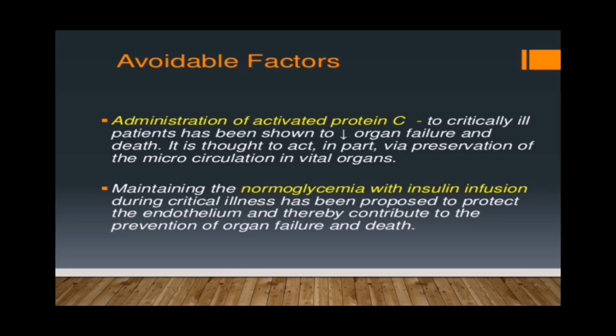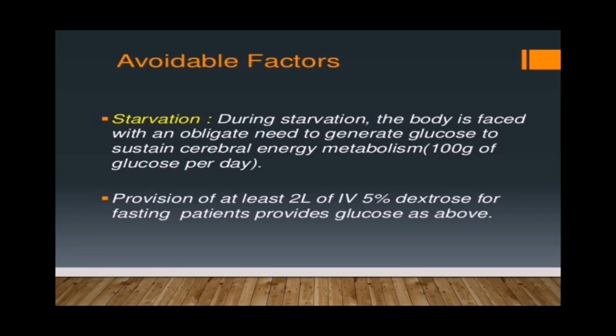Maintaining normoglycemia with insulin infusions during critical illness has been proposed to protect the endothelium and thereby contribute to the prevention of organ failure and death. Avoidable factors: starvation. During starvation, the body is faced with an obligate need to generate glucose to sustain cerebral energy metabolism, which is 100 grams of glucose per day. Provision of at least 2 liters of IV 5% dextrose for fasting patients provides glucose as above.